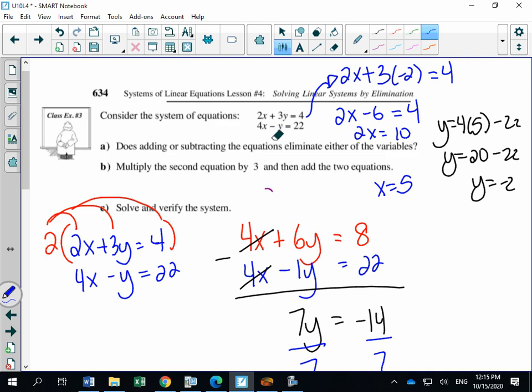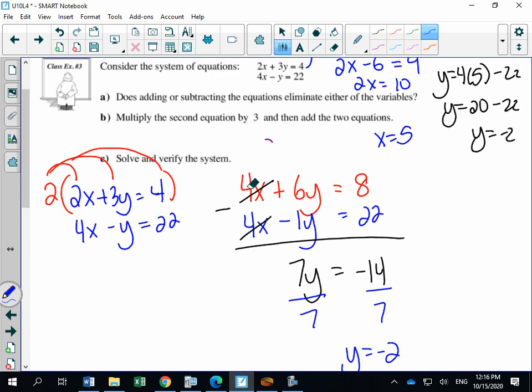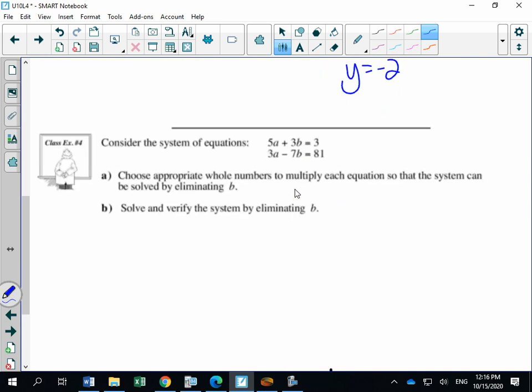Yes, Piper. No, because I plugged it into the original system. So when you're plugging it back in, you don't have to worry that we multiplied everything by 2. You don't have to worry about that. You plug it back into the original system. And actually, Piper, if you would have plugged it into this system here, you would have gotten the exact same answer. So yeah, you don't have to do that at the end. Yes.